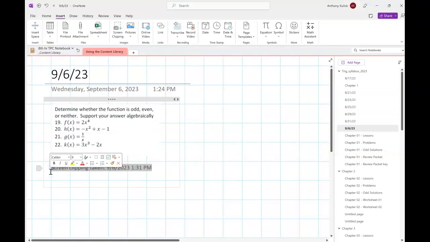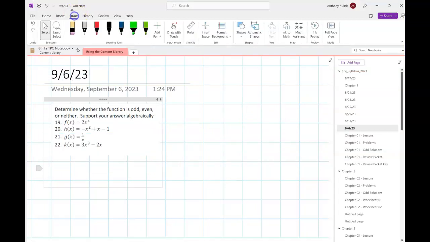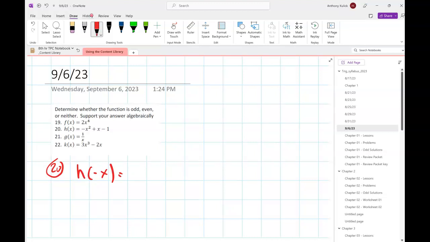20? Sure thing, dude. All right. So if I do 20, I'm going to just start by, I guess the H is the name. I know that whether I'm doing odd or even or neither, I always got to start just by plugging negative x in. So if I do that, I'm just going to replace all the regular x's with negative x's. And now I'm just going to simplify.